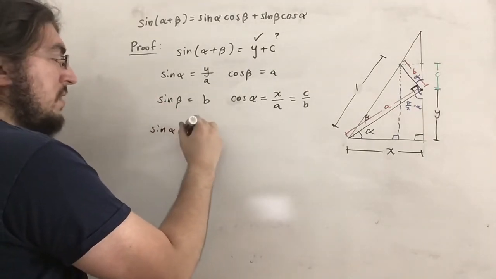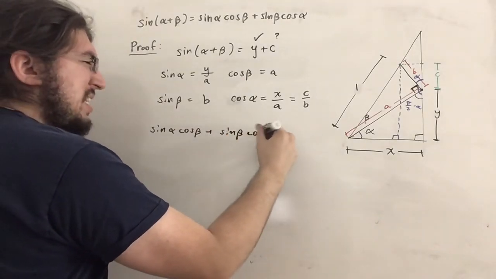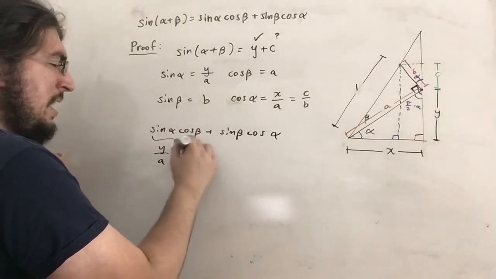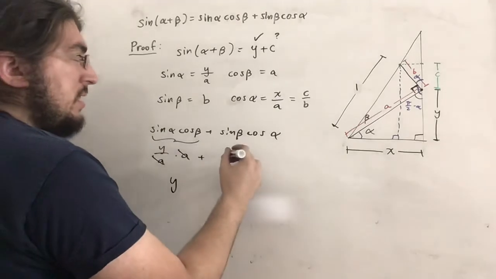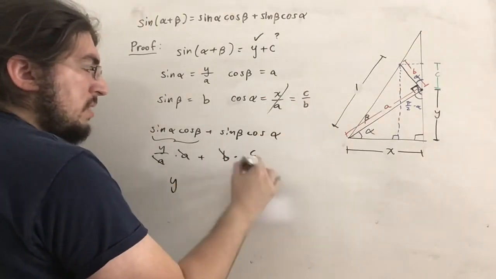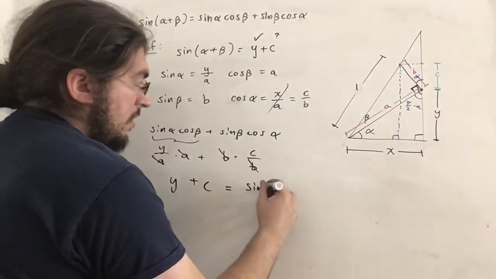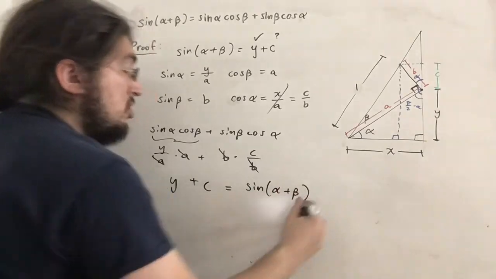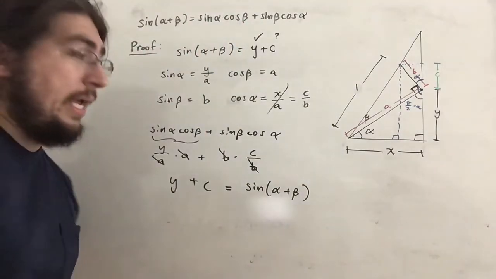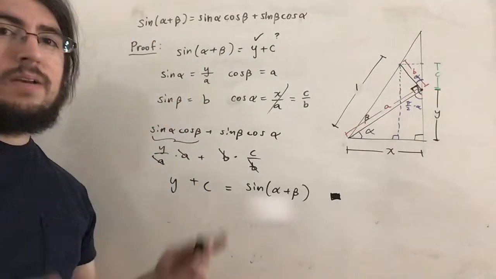So now, finally we have the following. We have sine alpha times cosine beta plus sine beta cosine alpha is equal to, well, this is y over a times a. They cancel, we just get y. This is equal to b times, I'm not going to use this one, I'm going to use this one, c over b, so these cancel to just give you plus c. And we already know y plus c is what? That is sine of alpha plus beta. So we have shown that sine of alpha plus beta can be written as the formula indicates. So that ends the proof. I'll write my tombstone here to show that we finished, and we're done.